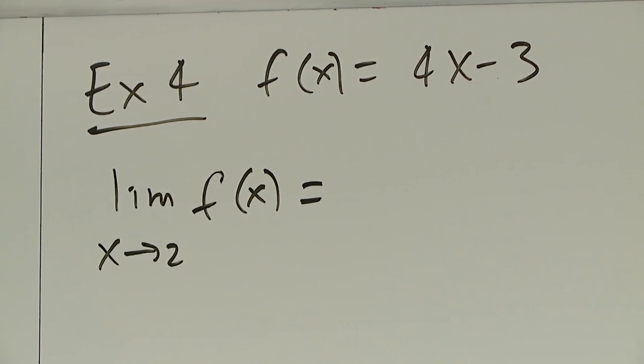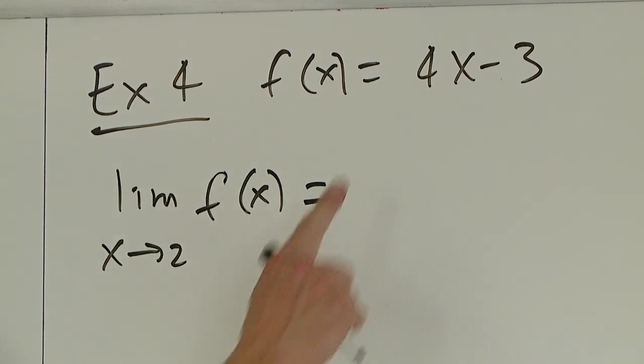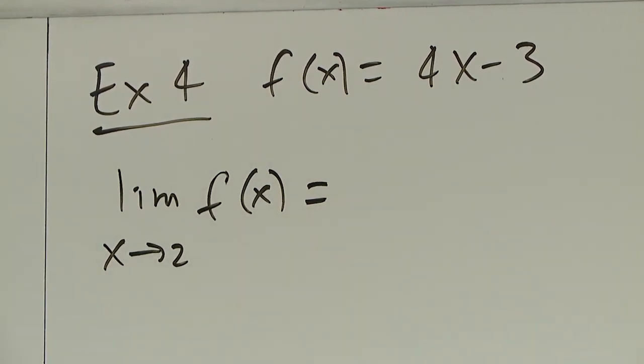So as x gets closer and closer to 2, as you plug in x values closer and closer to 2, what should the y values get closer and closer to? 5, right?